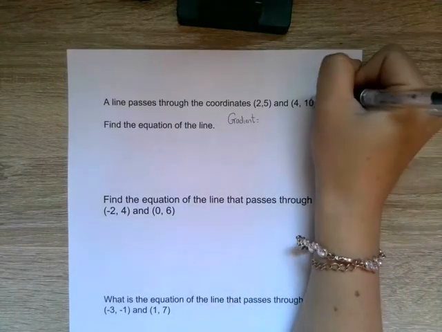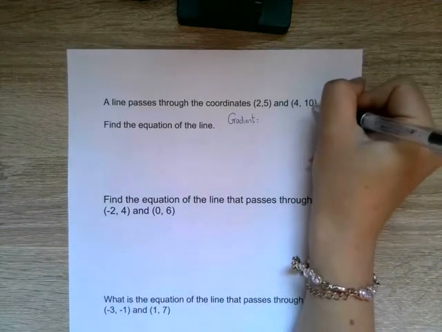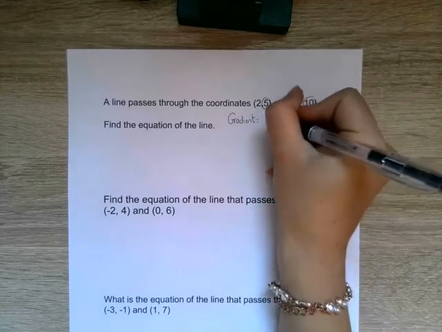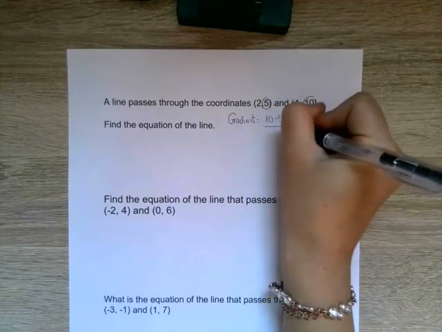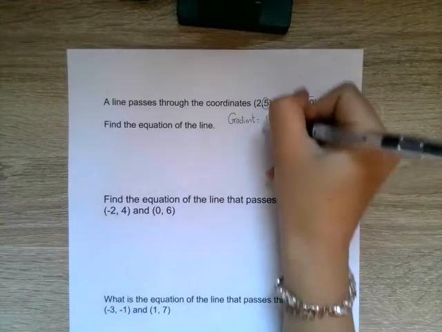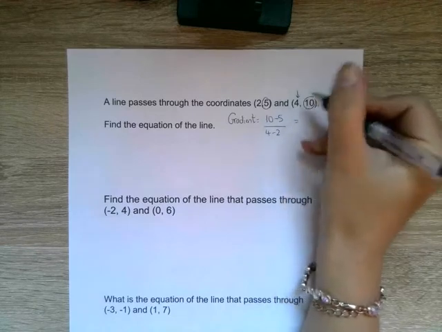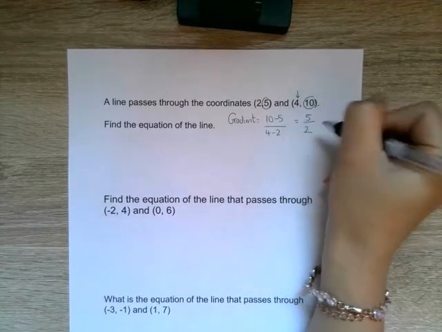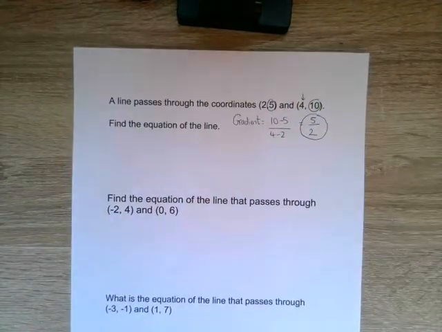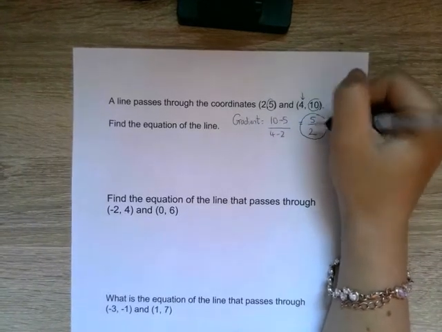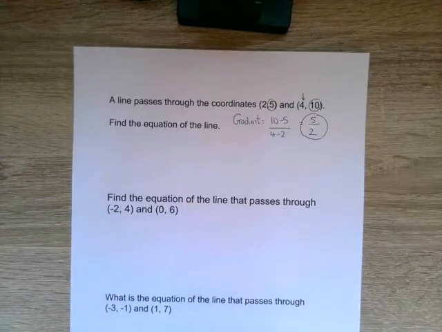So it's going to be the gradient of this line. Again, I'm always going to start on this one. So it's 10 take away the 5. That's going to go on the top. So 10 take away 5. And now I must start with the 4 because I've started with the 10 here. So it'll be 4 take away 2. So my gradient would be 10 take away 5 is 5, 4 take away 2 is 2. I'm going to leave it like that as a fraction. We know how to deal with that because that's what we were doing yesterday. So the gradient is 5 over 2, keep it as a fraction rather than change it into a decimal.